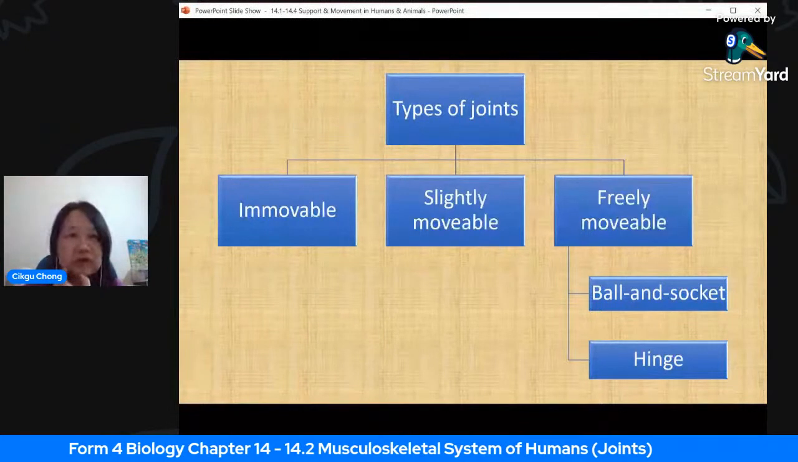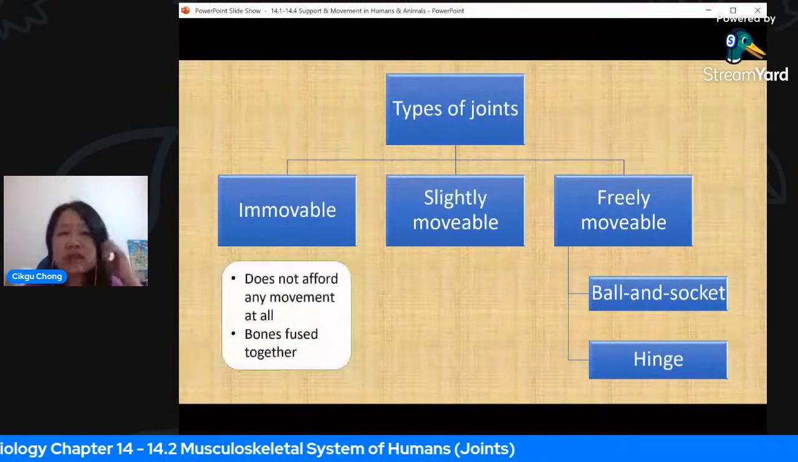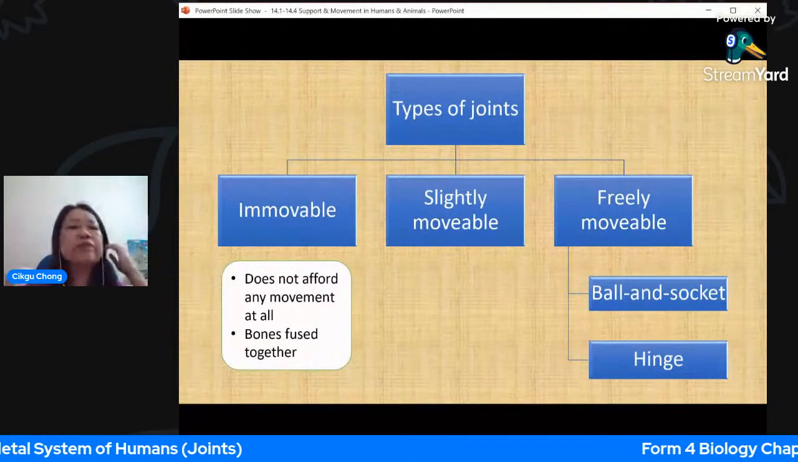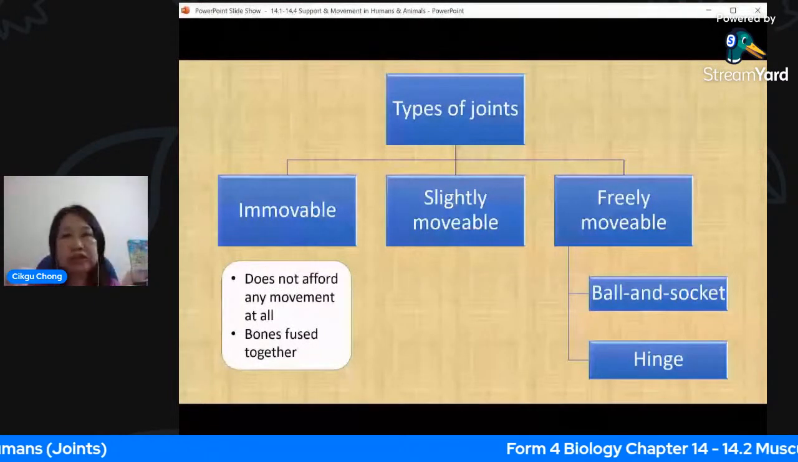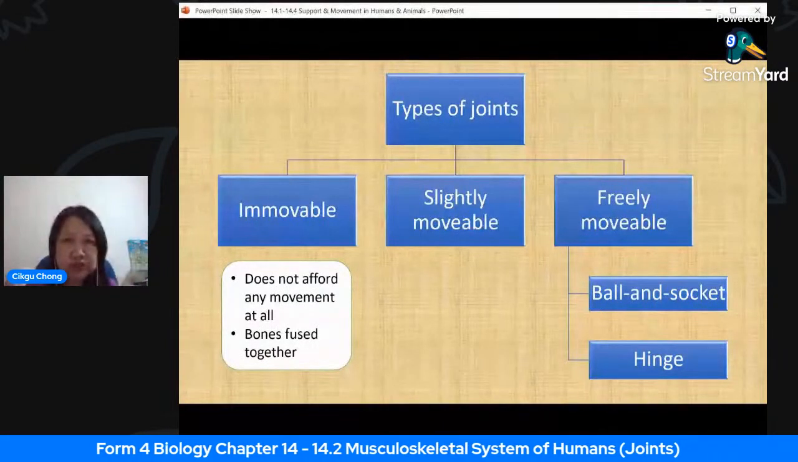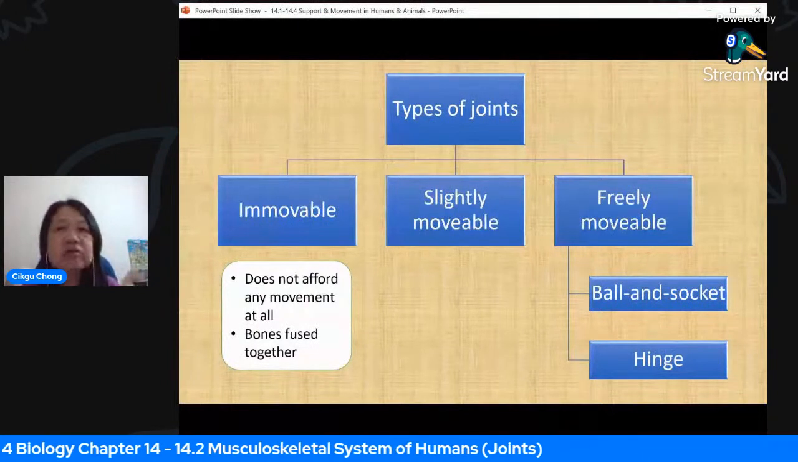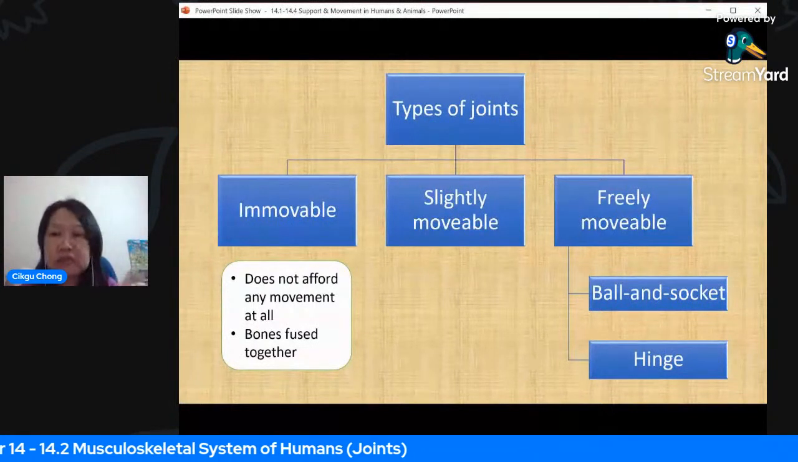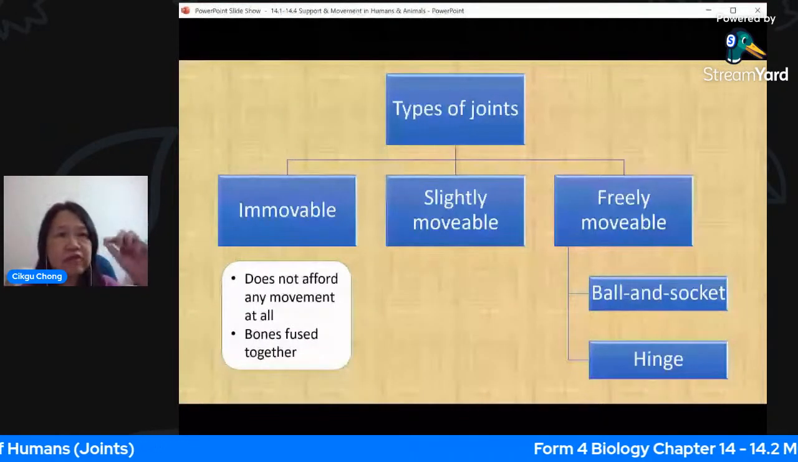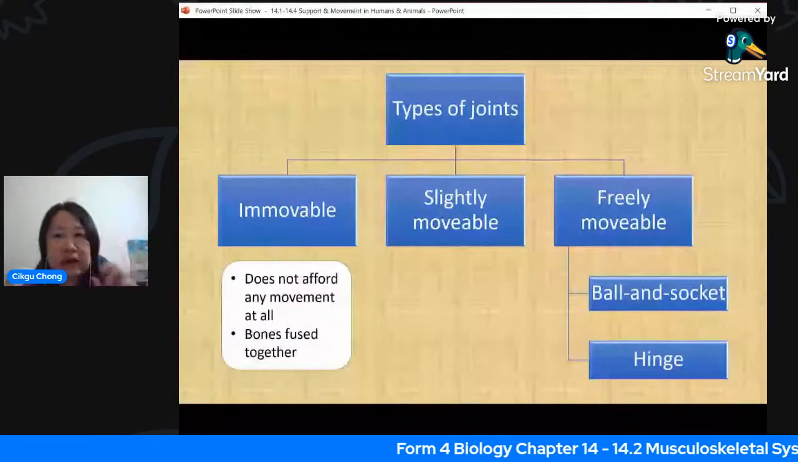Immovable means this kind of joint does not afford any movement at all. The bones are actually joined together. You have seen it in the last lesson where you saw the sacrum. In the sacrum, you have 5 bones which are joined together. You get a triangular shape. That is the sacrum, the sacral vertebral column. Then you have the coccyx, where you have 4 small little bones. They are also fused together. That one cannot have any movement.